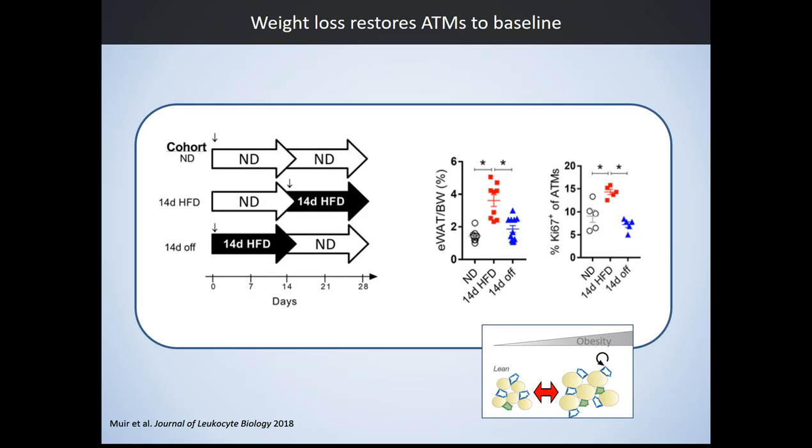That's a great question. We didn't look at egress specifically, but we did look at apoptosis to see whether that changed. And in fact, when you put them on high-fat diet, apoptosis over that 2 weeks decreases, and then it comes back up to baseline, which mirrors exactly what the proliferation is doing. So it seems like these cells are highly sensitive to this microenvironment and responding very exquisitely to adipocyte hypertrophy and contraction.